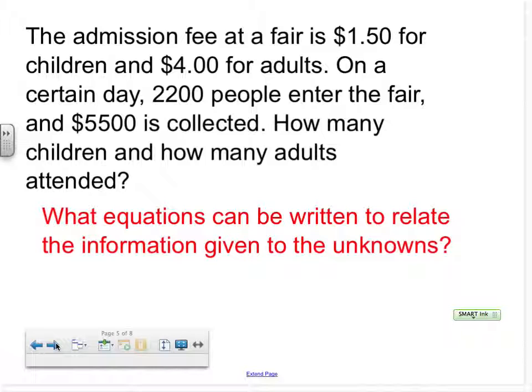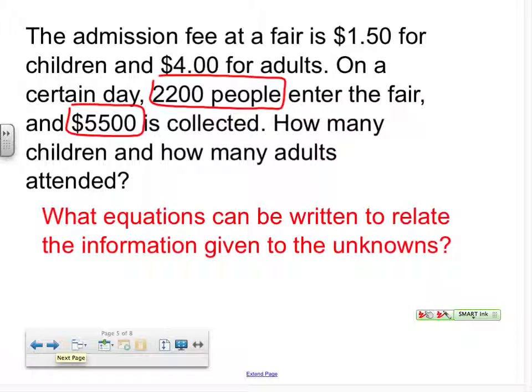Okay, what equations can be written to relate the information given to the unknowns? Let's look at our critical information. We know that 2,200 people enter the fair and that $5,500 are collected. So we're going to have 2 equations, one for people and one for money. For people, all we have to do is take the kids and adults and put them together. That'll give us X plus Y equals 2,200.